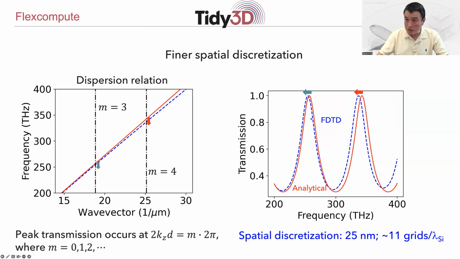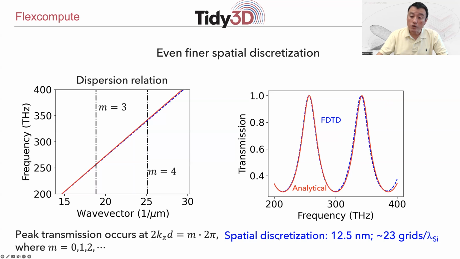And also in the transmission spectrum, you see that the peak locations in frequencies of these two systems also become closer. And if you choose the spatial discretization to be 12.5 nanometer, which corresponds to about 23 grid points at the wavelengths around 300 terahertz, now you see that the FDTD simulation and the analytic calculation become very close to each other. This is consistent with the fact that in this case, the dispersion relations between these two systems also become fairly close to each other.